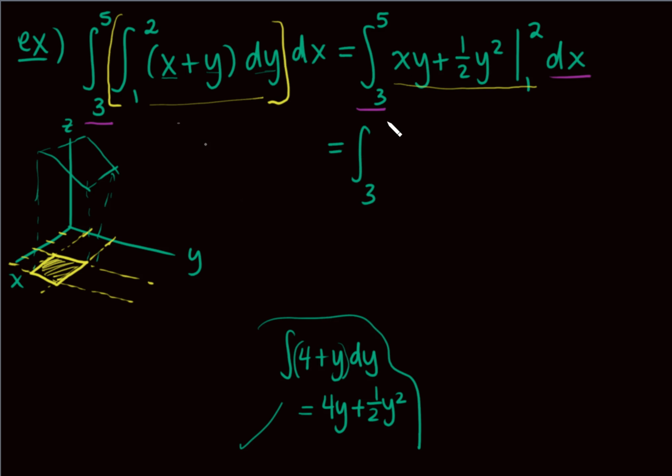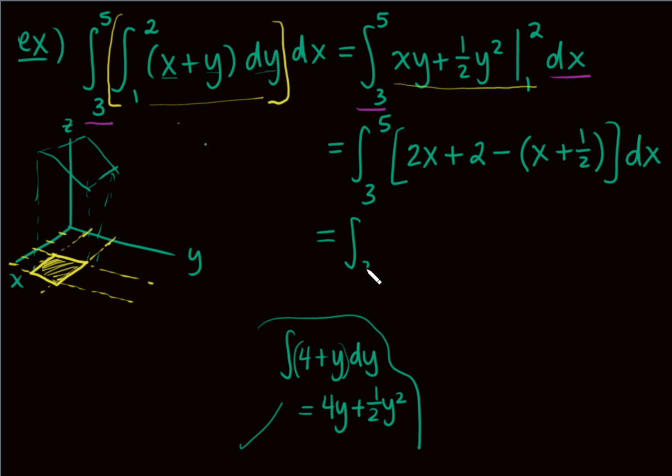So how do we evaluate a definite integral? We plug the 2 in, so we would get 2x plus 4 divided by 2. All right, 4 divided by 2 is 2. Then minus, plug in the 1, I just get x plus 1/2. And then I still have dx. So what I'm doing is working with this definite integral on the inside, and I still have this other integral on the outside. So I simplify, clean this up a little bit.